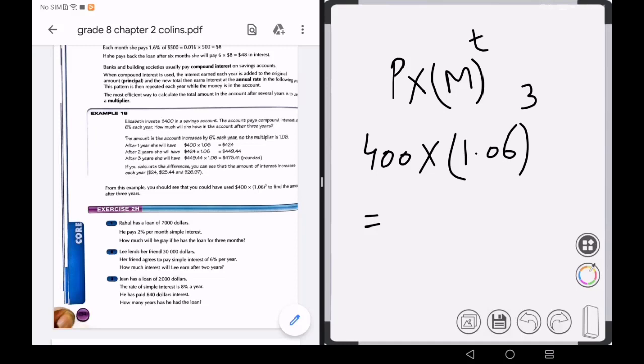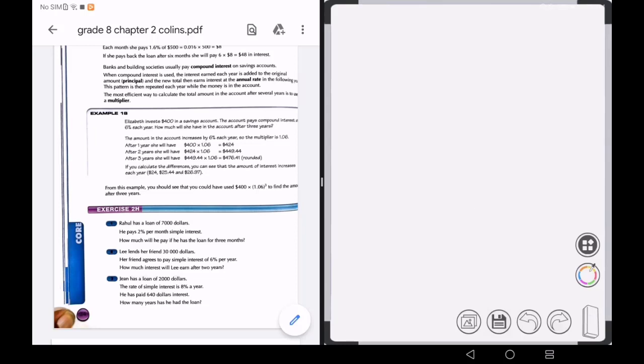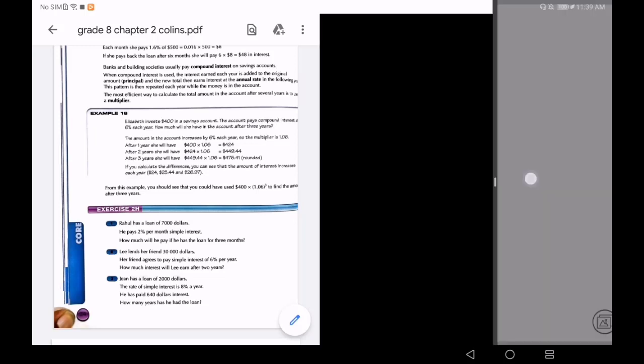So you will get the same amount: 1.06 multiplied by 1.06 multiplied by 1.06 multiplied by 400. So it will be the same, $476.41. This is the way. Okay, now come to the exercise.